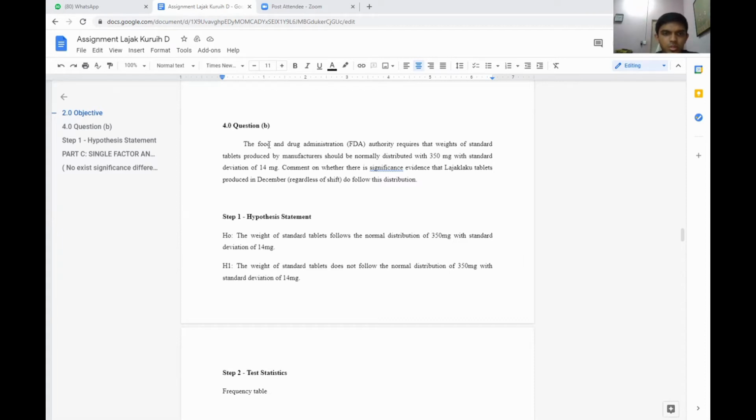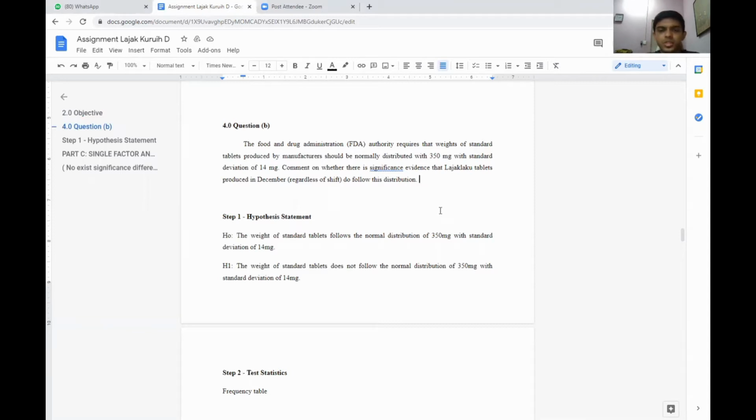So for this question B, the Food and Drug Administration Authority requires that the weight of standard tablets produced by the manufacturer should be normally distributed with a mean of 350 mg and a standard deviation of 14 milligrams. So comment on whether there is significant evidence that Lajak Laku tablets produced in December do follow this distribution.